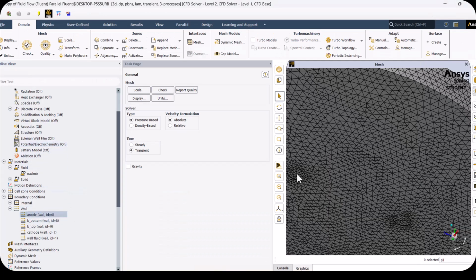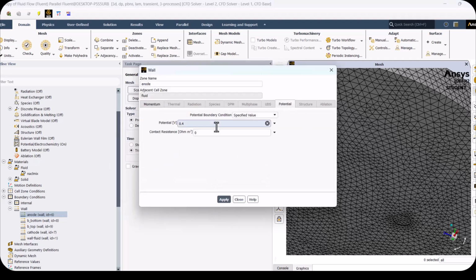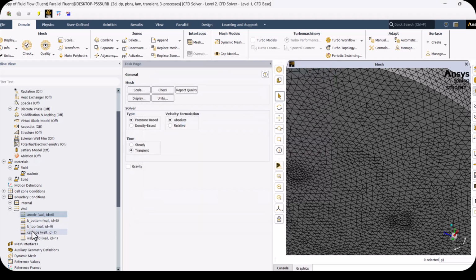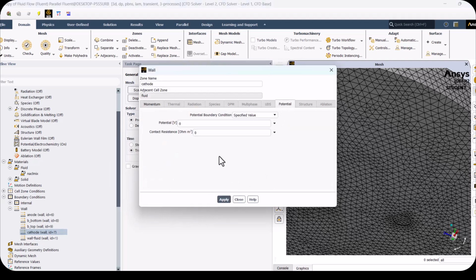Then for the anode, which is this one, I have given a potential source of 0.4 volt, and for the cathode I have taken it as 0. So for the cathode it is 0.